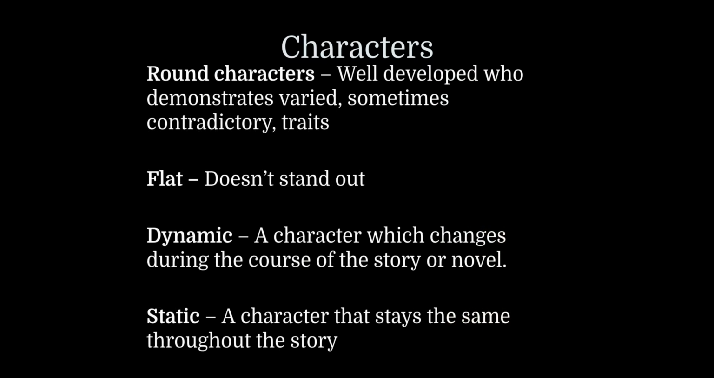Now, when we're talking about characters, there are four types of characters we will always run into. Round characters are well developed. They demonstrate varied, contradictory traits. We see them as real people. Flat characters really don't stand out. They're just there, they're placeholders. Dynamic characters change during the course of the story. We see them grow as characters. Static characters, on the other hand, stay the same throughout. They are at the beginning as they are at the end. There is no change, there is no growth.